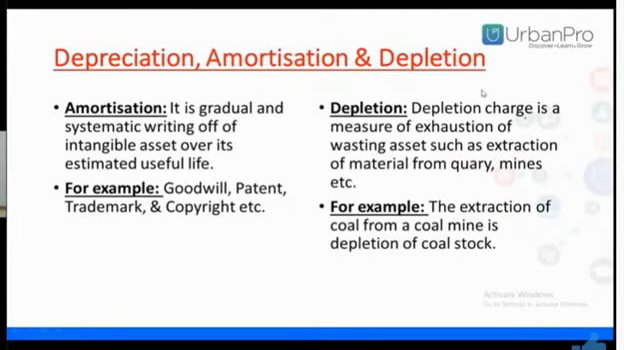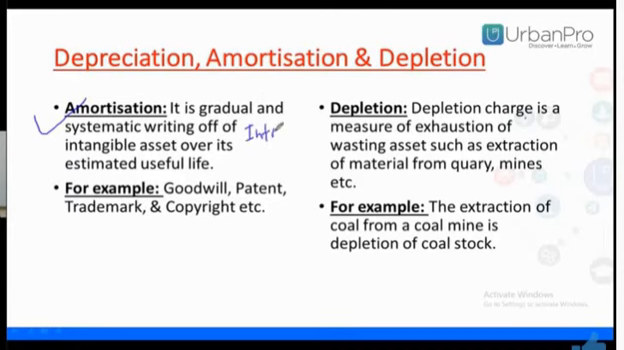Let's understand the meaning of depreciation, amortization and depletion. Most of the time we get confused and think depreciation, amortization and depletion are the same thing, but it's not like that. There is a difference between them. We have already studied what exactly depreciation is. So now let's study what amortization is. Amortization is charged on intangible assets.